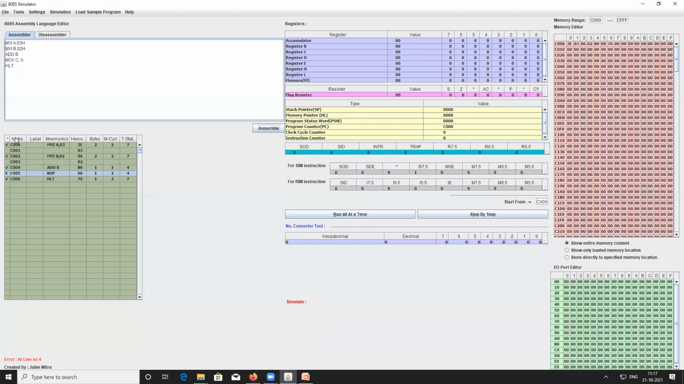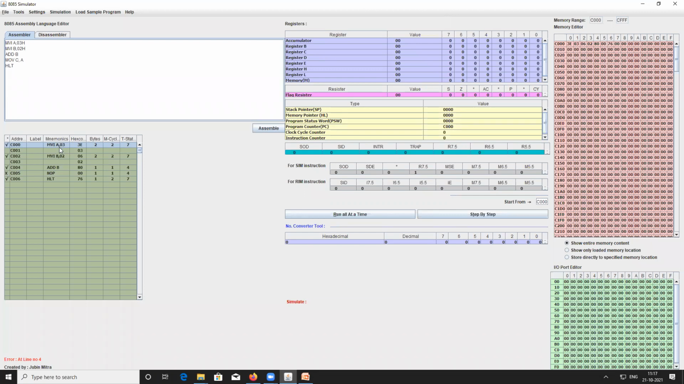First is the address. After that is the label, which is used for the loop. Then mnemonics. Then hex code. Then how many bytes, how many machine cycles and T-states are required. See one by one. These are the addresses. The start address is C000, so we start from C000.